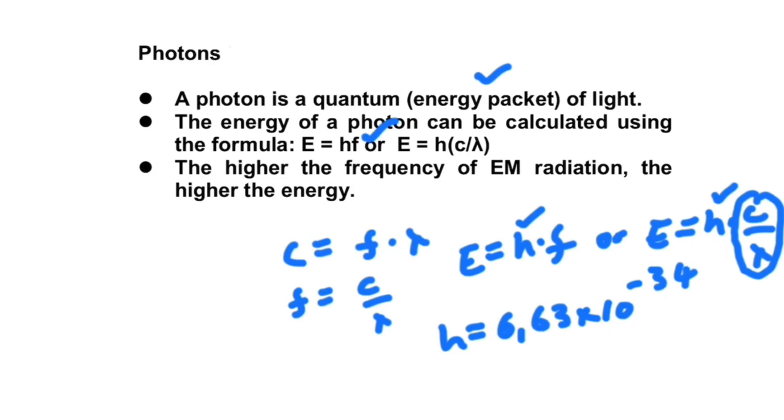It's easy to see that the higher the frequency of the EM radiation, the higher the energy, because they are directly proportional to each other. If you increase the frequency, the energy is going to increase, because Planck's constant, well, it is a constant, it doesn't change. So with this information, can we calculate the energy of a photon? Let's go ahead and find out.